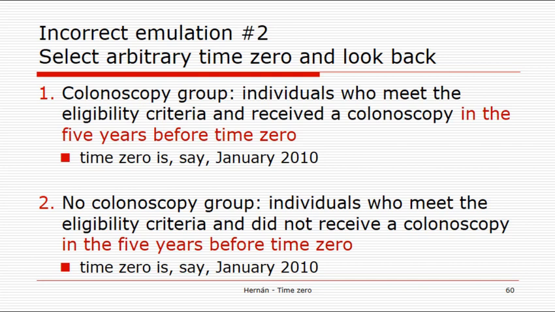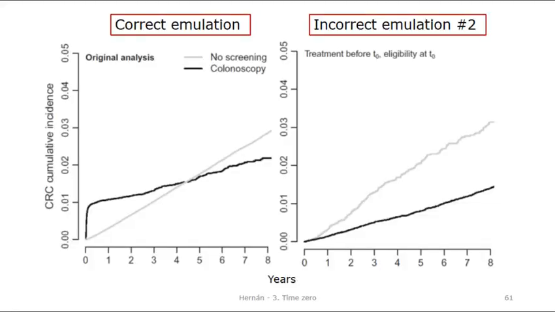This paper was published in a good medical journal. Any time that you see this, again, a red light should be going on in your head, because now they are defining the eligibility criteria at time zero, but they are using treatment that happened before time zero. We are going back to the hormone therapy example. This happens over and over and over in the medical literature. If you do this, you find this. You are getting rid of the early increase in colon cancer, of course, because you are looking at people who were having colonoscopies in the 5 years before and didn't have colon cancer. And when you look at this, you are going to find that screening colonoscopy is fantastic. It's much better than it actually is.